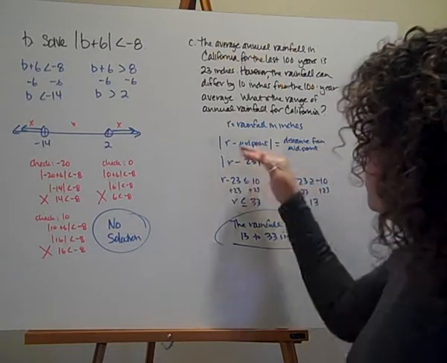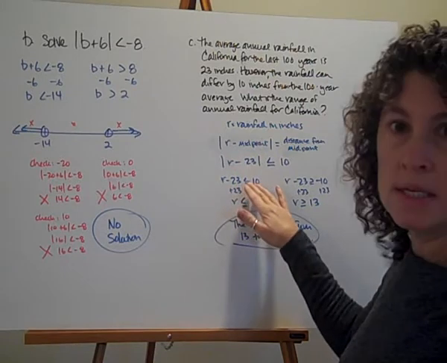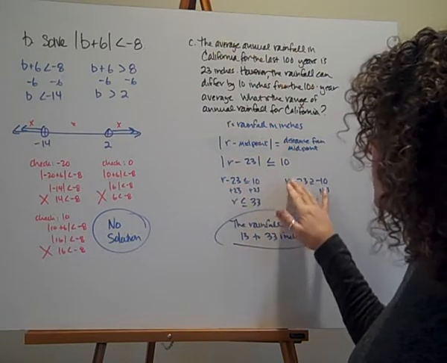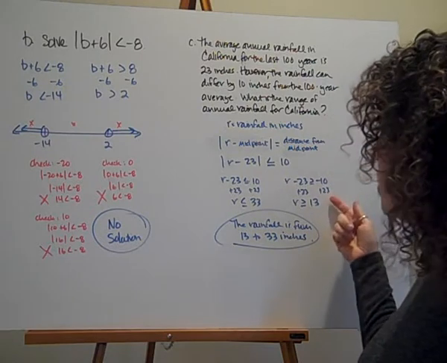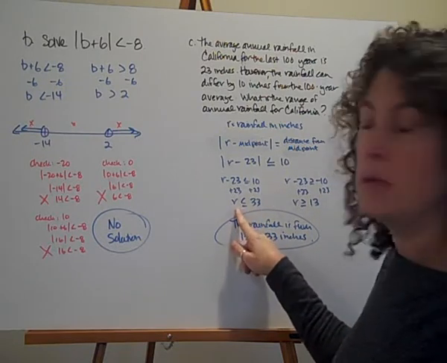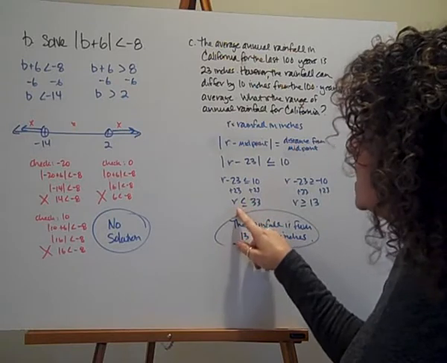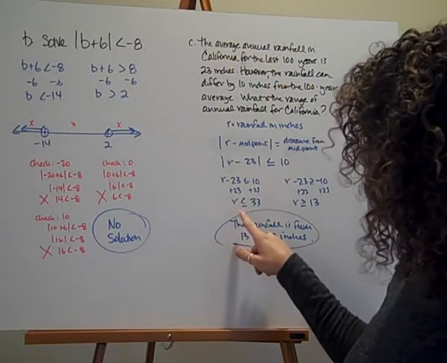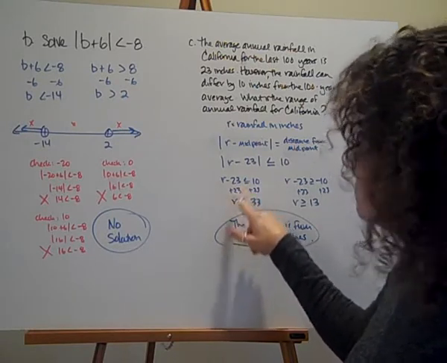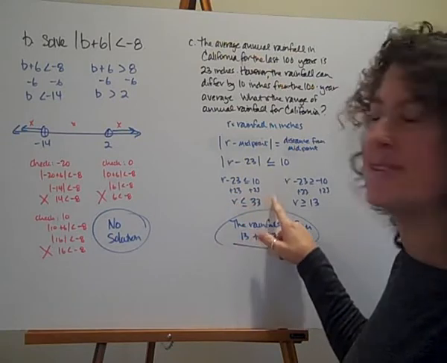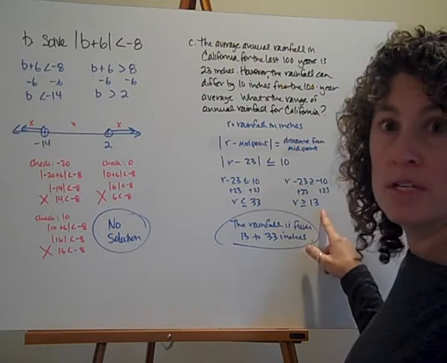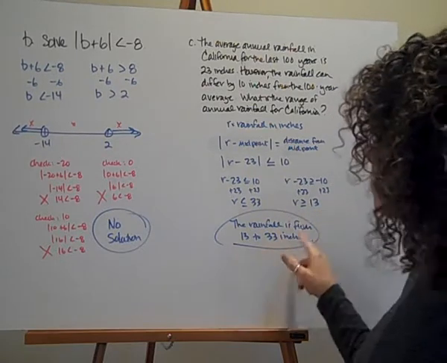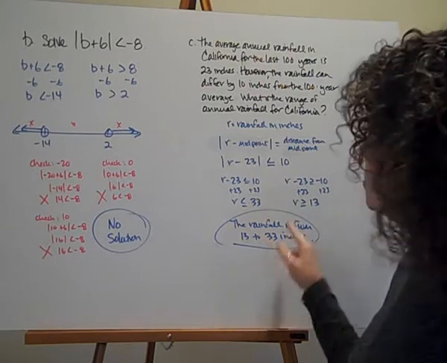From here, we're going to solve. We're going to split it up into r minus 23 is less than or equal to 10. We're also going to split up into r minus 23 is greater than or equal to negative 10. And then we're going to solve. So I come up with the rainfall could be at the least... R is less than or equal to 33. At the most, it's 33. And R is greater than or equal to 13. So at the least, it's 13. So the rainfall is from 13 to 33 inches.